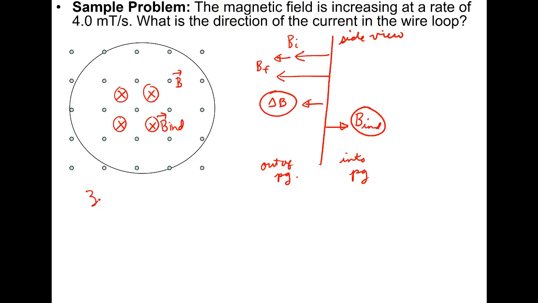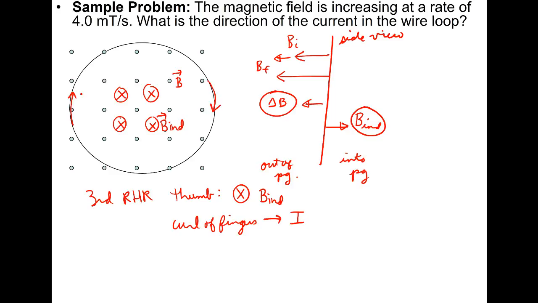Now, the third right-hand rule is going to state that our thumb is going to be the direction of the induced field. Then the curl of our fingers will represent the direction of the current. And if we do this, you point your thumb into the screen, and we're going to see that the current is going to be going, as we said previously, clockwise for a negative induced field. So if the field is going into the page, which is induced, we get a clockwise current.